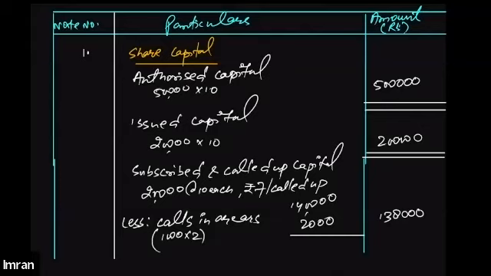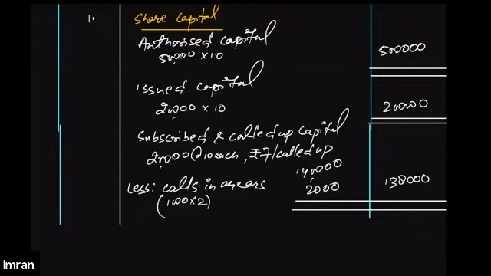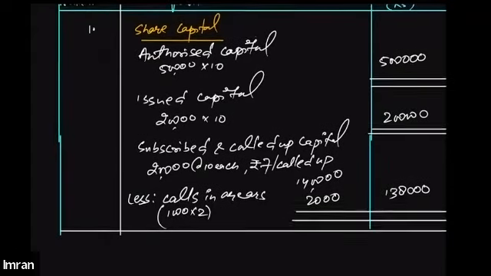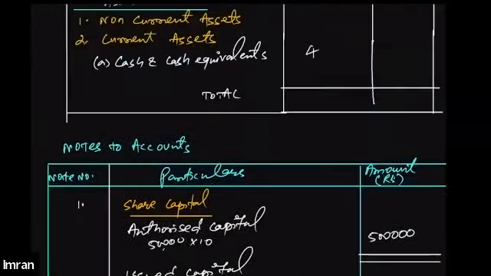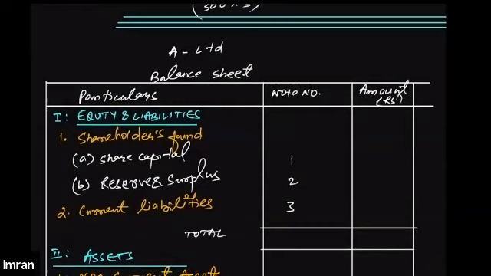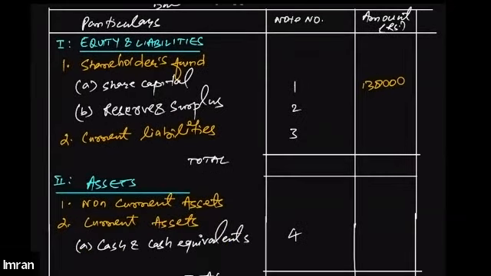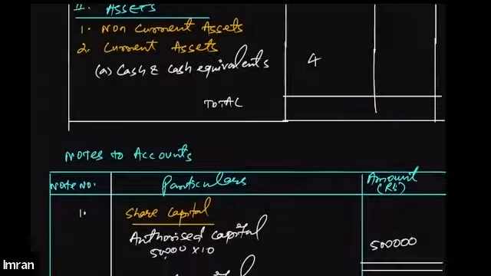Got it? Is that clear? Yes, sir. This is our notes to account number 1. Everybody written this down? Anyone still writing it? And now we'll go to the balance sheet and write down this value. The balance sheet, 1,38,000. Done, everyone? Is this clear? Yes, sir.